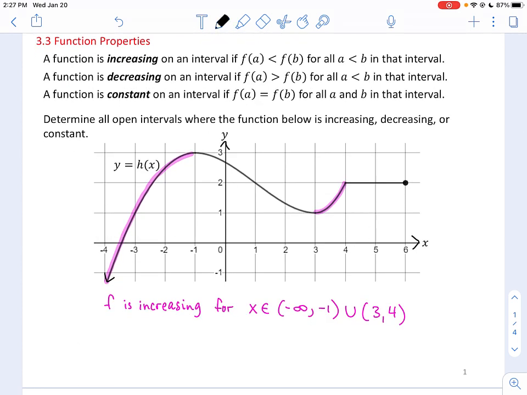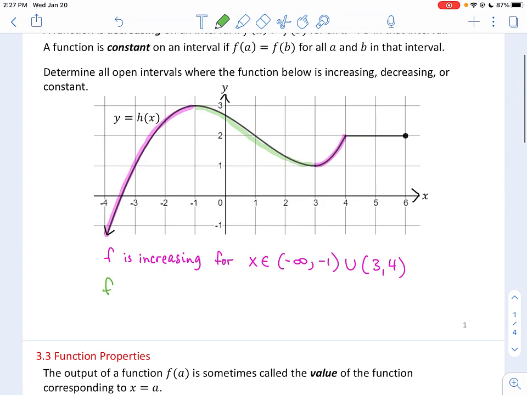Okay, the decreasing portions, we have a decreasing portion right here. There's only one decreasing portion, and we would say f is decreasing for x in the interval, and then think x coordinates, right? So we started here, we ended here. It's negative 1 to 3, and make it an open interval.